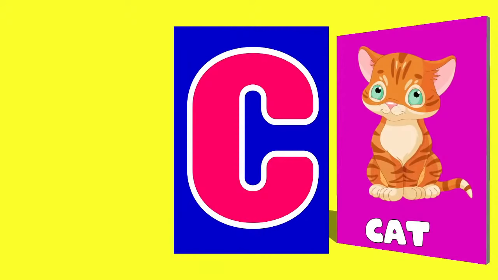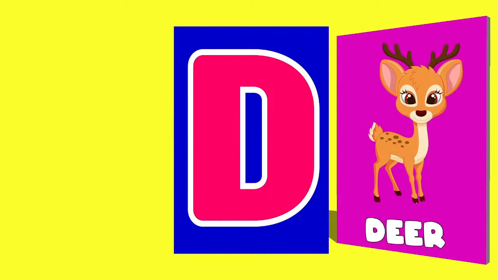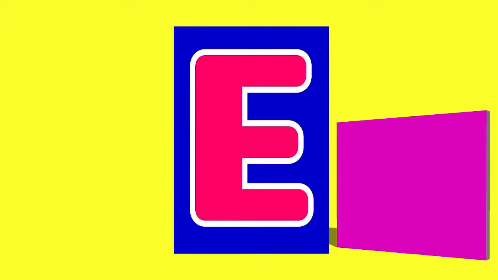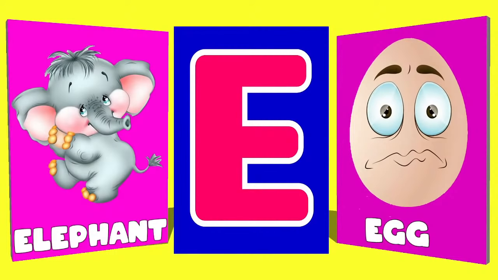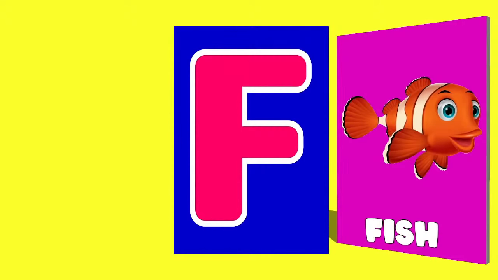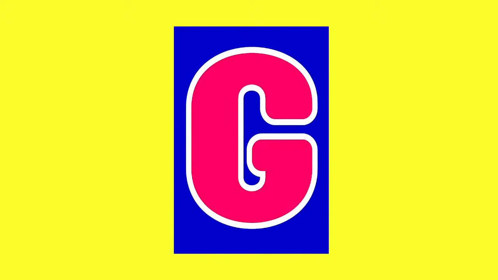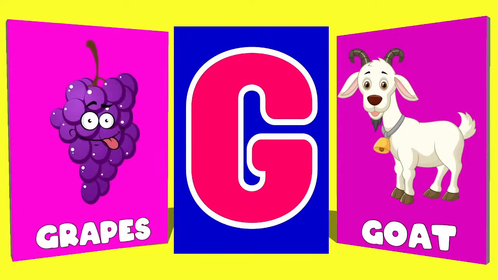C for cat. C for carrot. D for deer. D for dog. E for egg. E for elephant. F for fish. F for frog. G for goat. G for grapes.